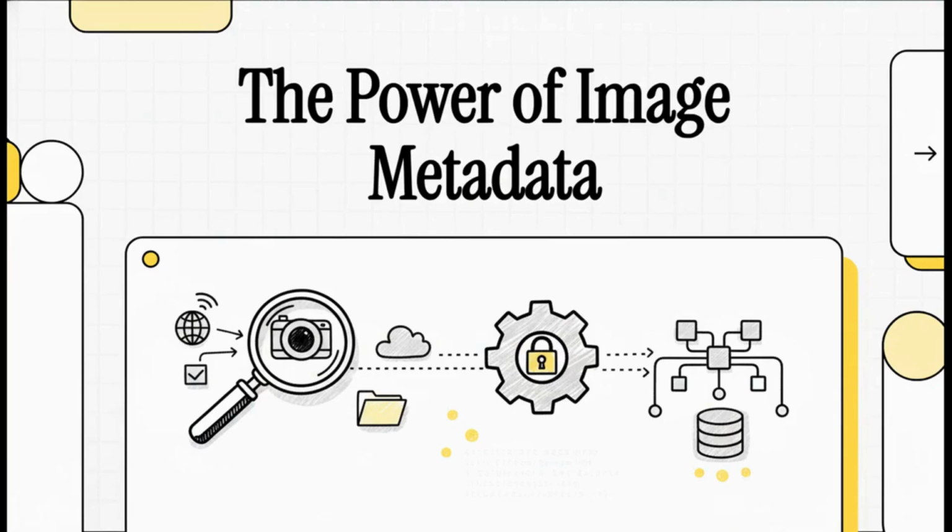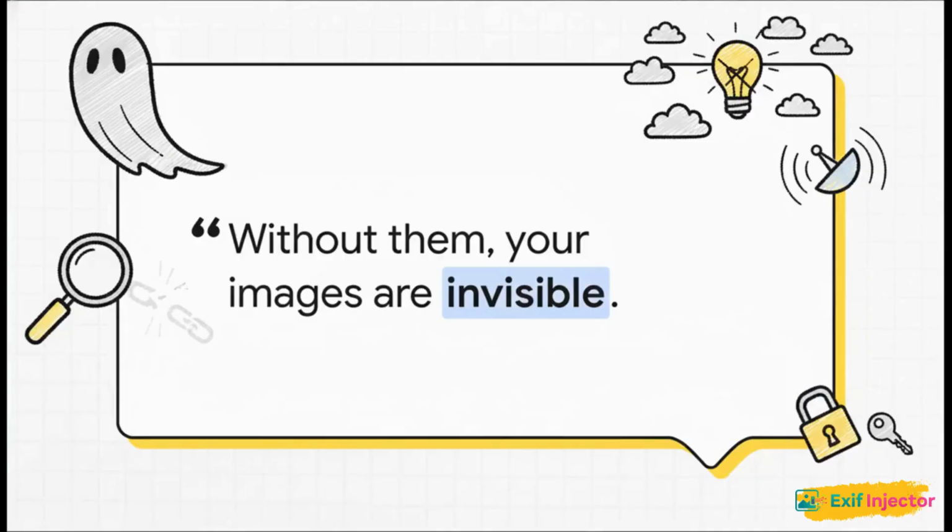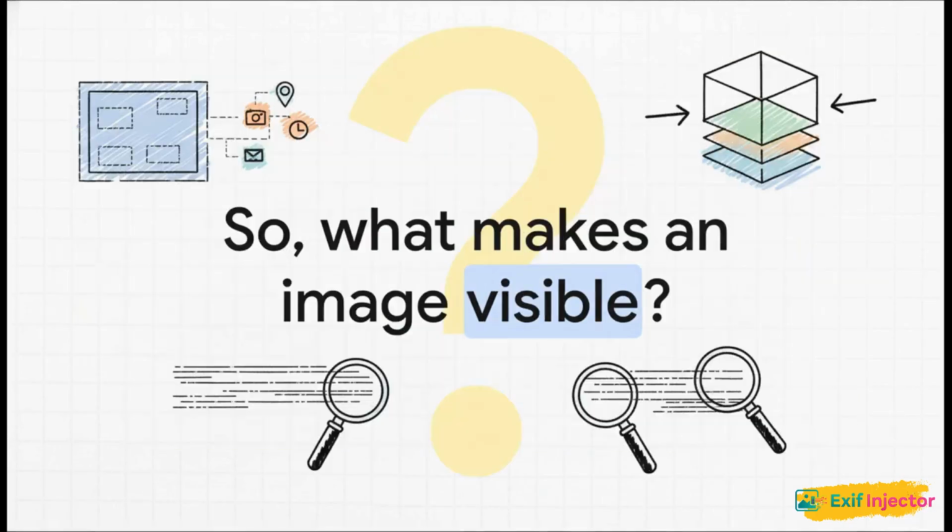Okay, let's talk about why some images pop up everywhere online. There's a hidden power at play. Sounds a little dramatic, right? But honestly, without this data, your images are basically invisible online. The secret? It's all in these hidden text fields.